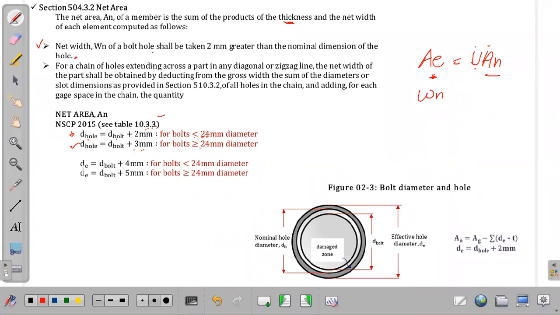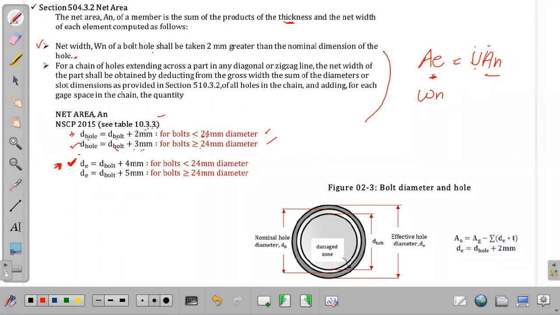Iba din yung tinatawag nating DE. Yung DE, ito yung effective diameter. Effective diameter of hole. Okay? So, ito yung gagamitin natin pagka ang pinag-uusapan natin is yung net section fracture, yung effective diameter. So, di ba pag nagbubutas kayo, syempre yung diameter ng hole dapat mas malaki kaysa diameter ng bolt. Di ba? Para pumasok yung rivet nyo or bolt ninyo. So, ito yan. Pagka less than 24 or greater than 24.